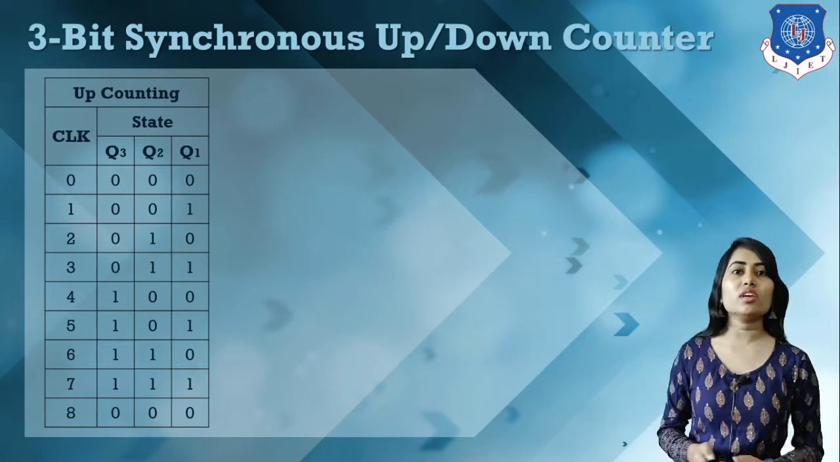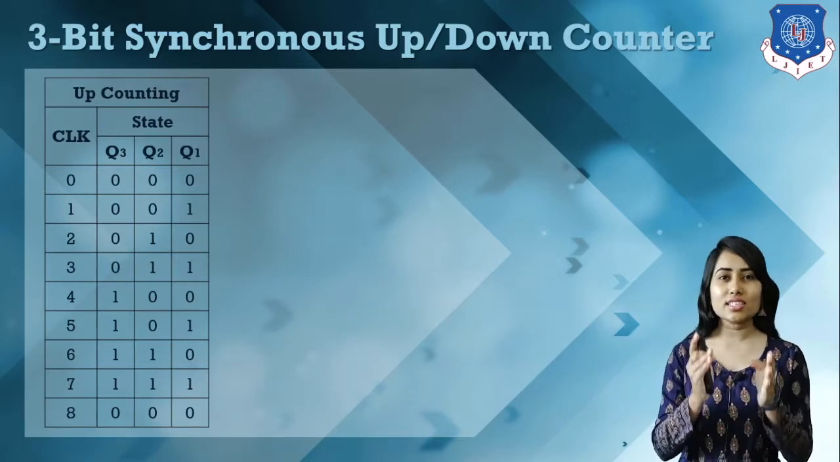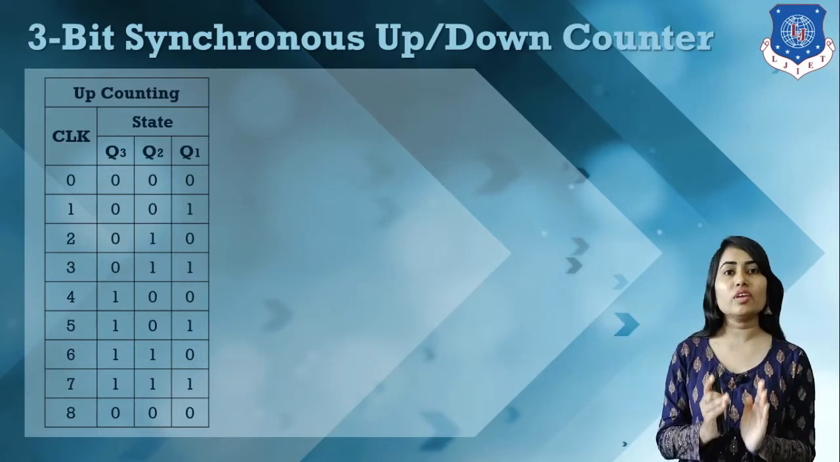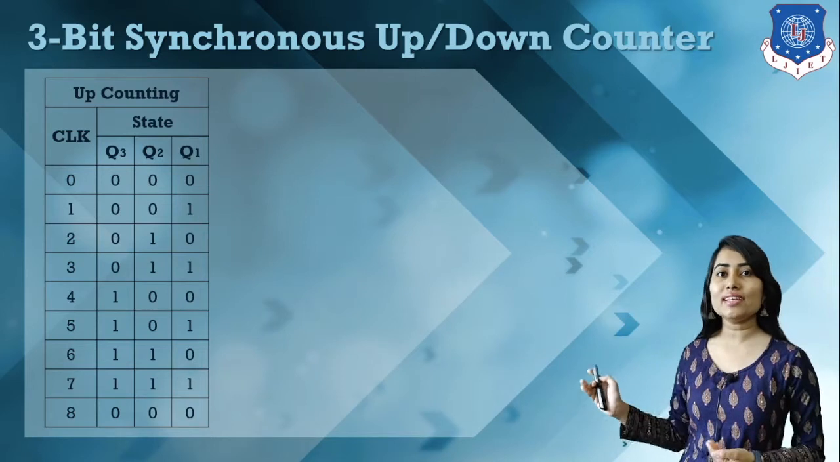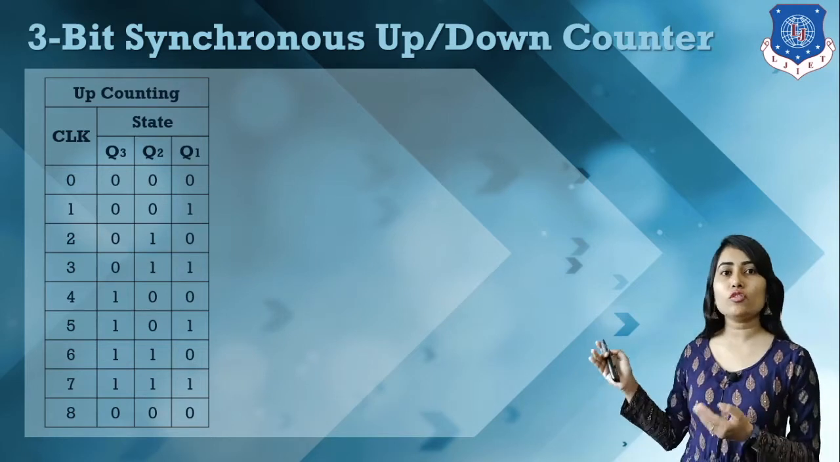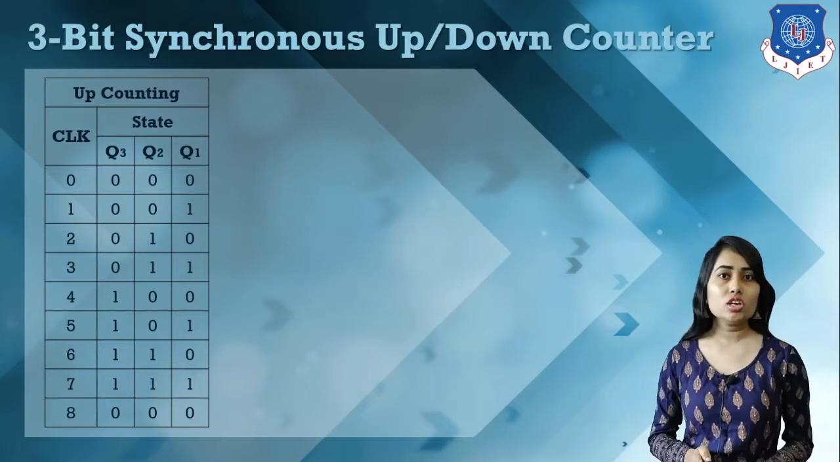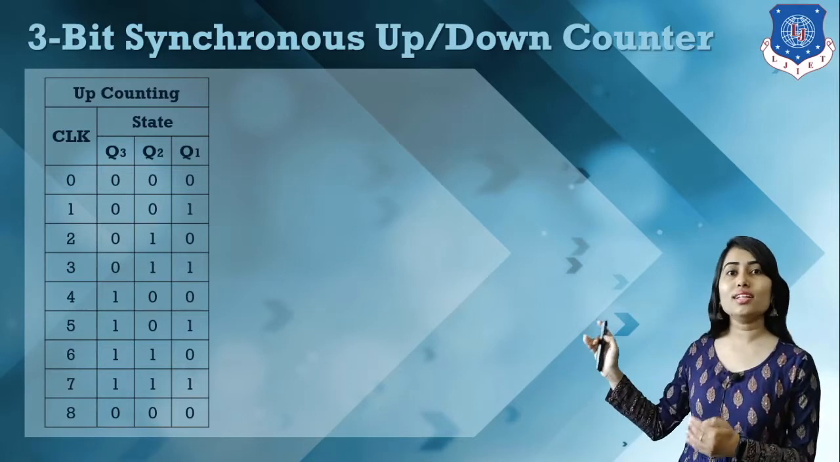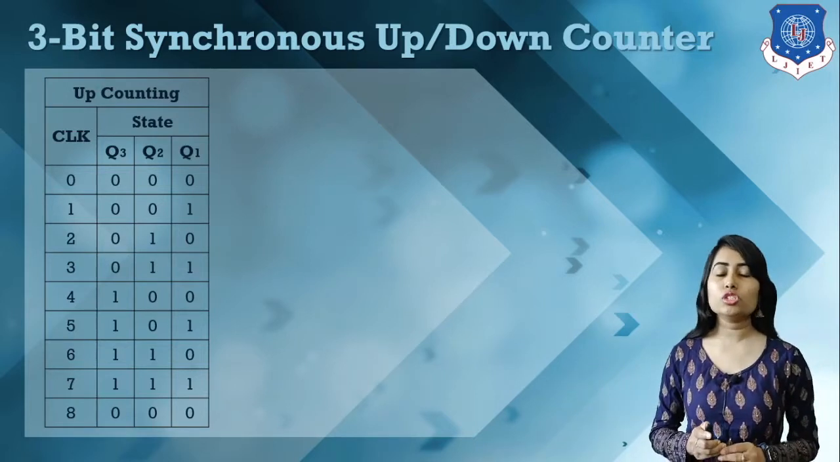So here again we have 0, 1, 2, 3 and so on. To design this kind of up counter, we have to check the flip-flops' inputs. Here we have our desired output sequence, and if we want this kind of output sequence, we have to apply inputs according to that.